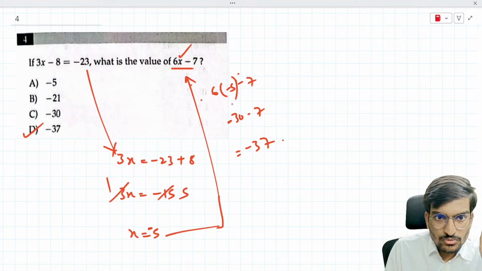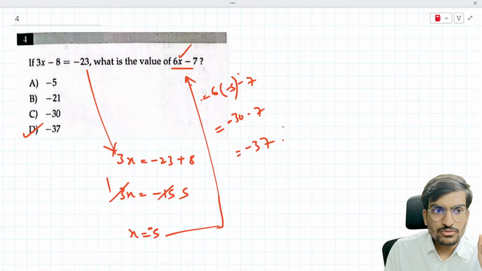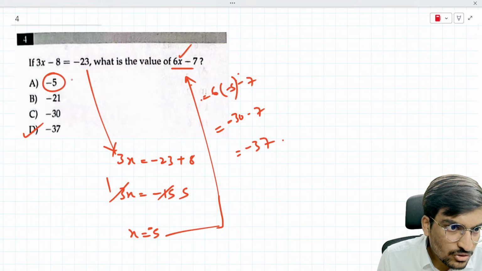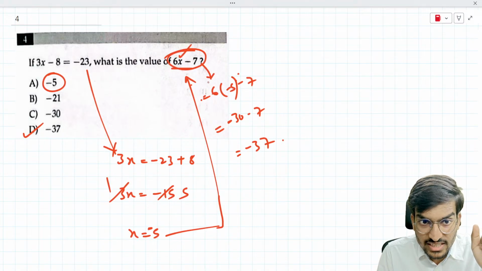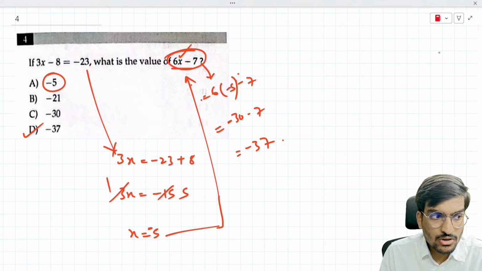Six into negative 5. So that's going to be negative 30 and negative 37. And it is not negative 5. We need not find the value of x. We need to find the value of 6x minus 7.